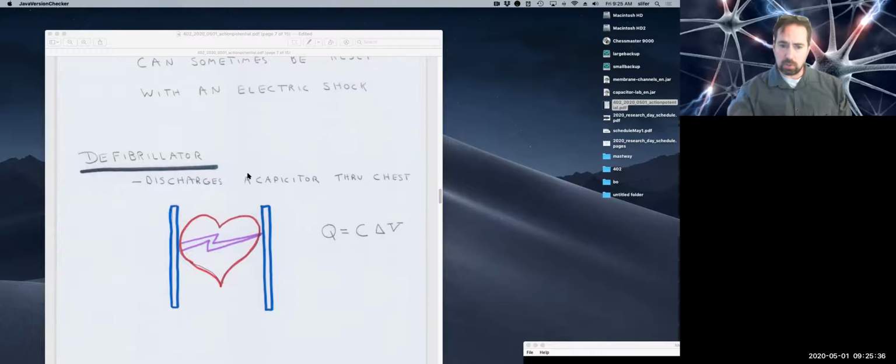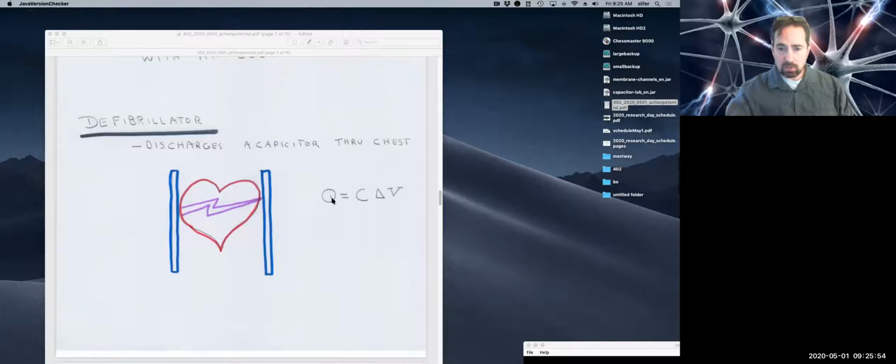So what happens is we're going to discharge a capacitor through the chest, right? Put those pads on the chest and bam, you get that current through, and hopefully this is going to stop the random nature of the firing of the heart and get it back into a regular pattern. And what's going to happen during this? Well, it's just this same equation. The charge on those defibrillator pads is going to be related to the potential across them by the capacitance.